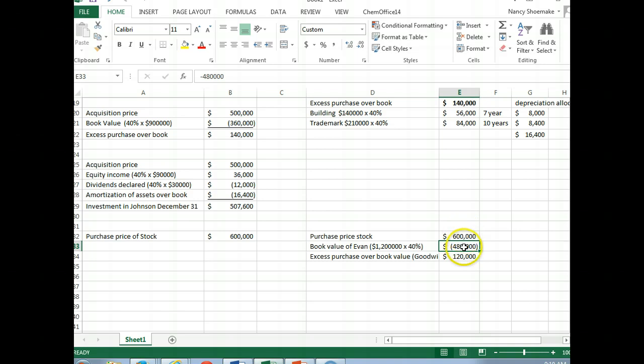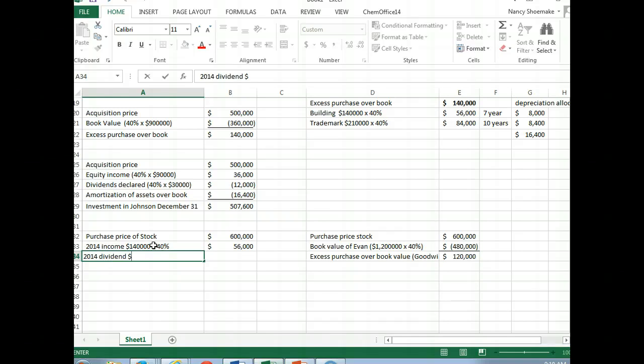Right now, we're going to look at all goodwill as though it has an indefinite life. We're going to change it down the chapters down the way, but let's not do that right now. So we're going to show our purchase price of $600,000. And this excess purchase over book value of $120,000 is already in our $600,000 here. Right. We just don't have to do anything with it. Okay. Now we're going to take our 2014 income, which is 140 times 40%, right? Yeah. And our dividend was 50 times 40%, which is 20. I'm subtracting.